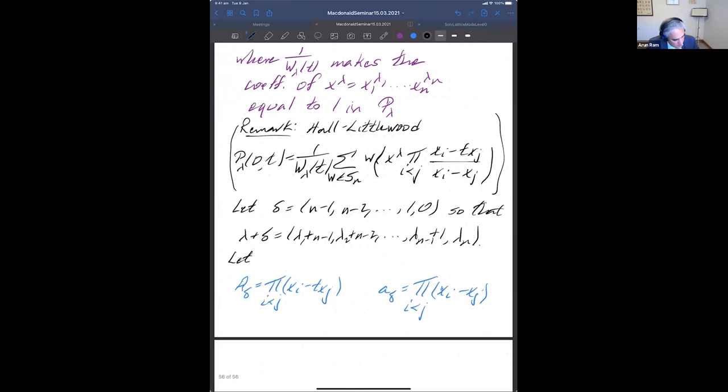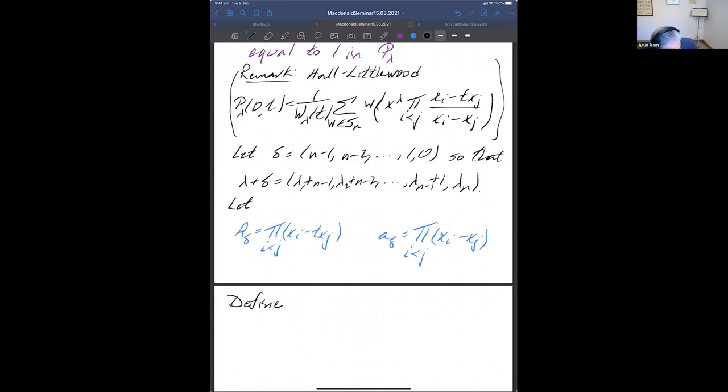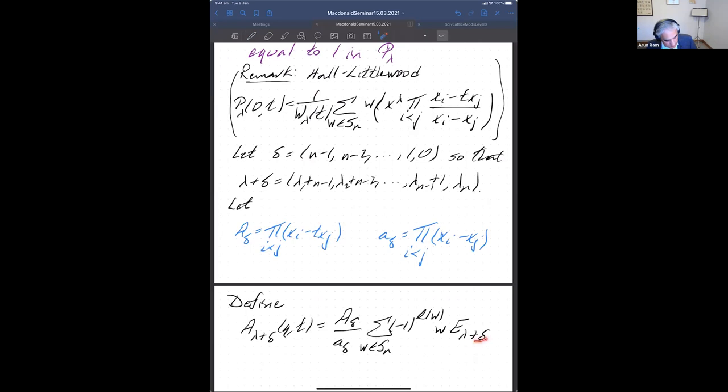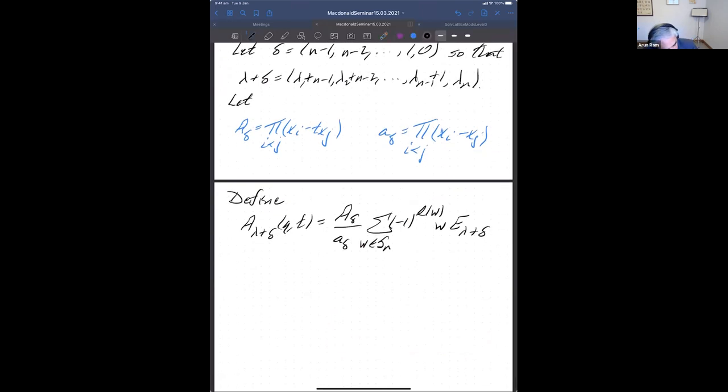Okay, so now I can define what I would call the fermionic McDonald polynomial. This is capital A lambda plus delta of q, t, equal to capital A delta divided by small a delta, times the sum over the symmetric group of the sign of the permutation w acting on E lambda plus delta. So we're acting on E lambda plus delta, and this is an anti-symmetrizer. Then I take that anti-symmetrizer and multiply it by this factor. Because it's anti-symmetric, it's divisible by this small a delta in the denominator. So this operation is always possible. We'll talk more about it in a moment.